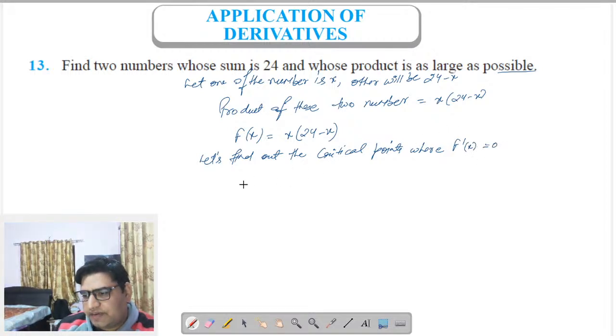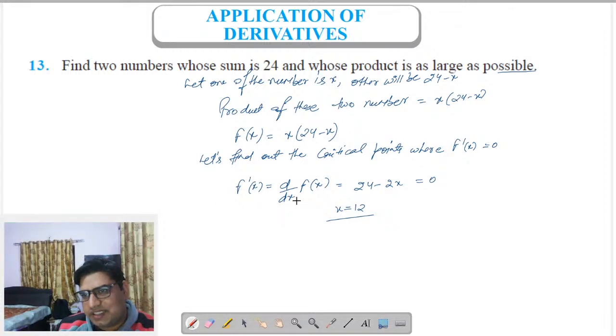ठीक है, और f dash x हमें निकालना आता है, d by dx of x f x, d by dx of f x, और f x यहाँ पर क्या है, x (24 minus x). अब इसको या तो uv से निकाल लो प्रोडक्ट रूल से या सीधे मल्टीप्लाई कर दो. सो दैट विल बी 24 माइनस 2x, and if we equate that to 0, we get x is equal to 12.